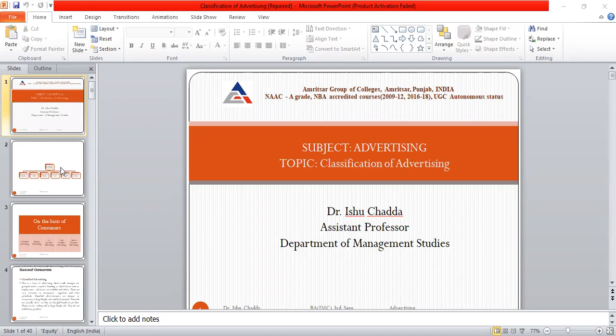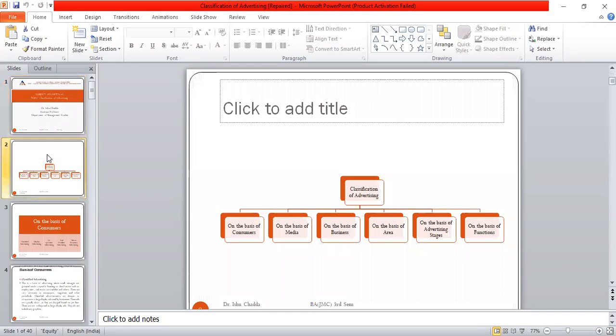Last time we discussed advertising. Today we are going to discuss the topic of classification of advertising. We can classify advertising on the basis of six criteria. We have six types of classification.